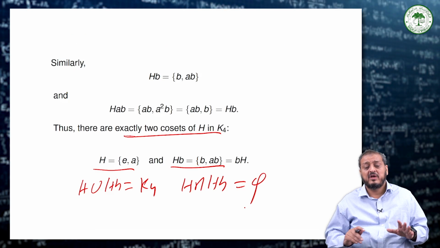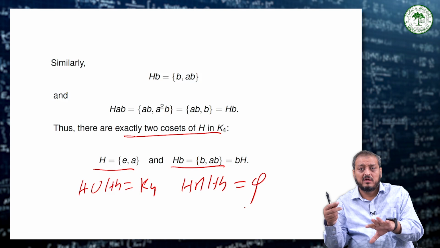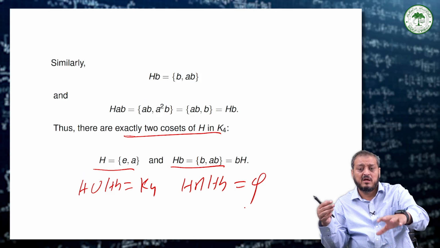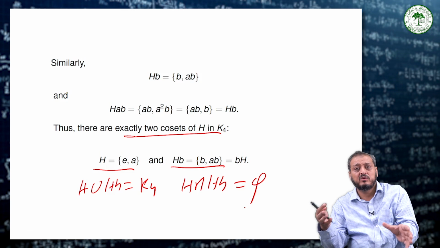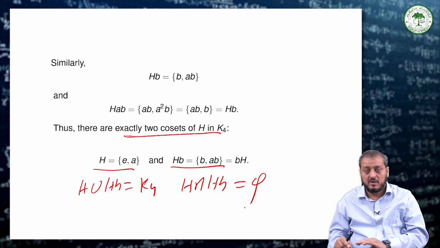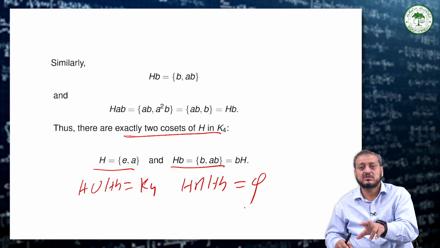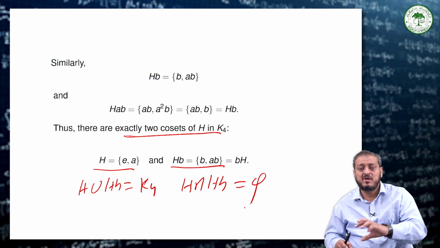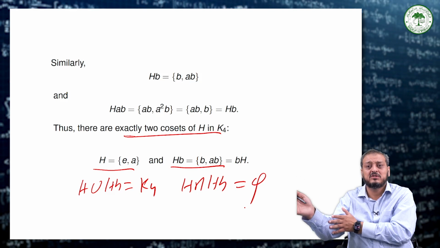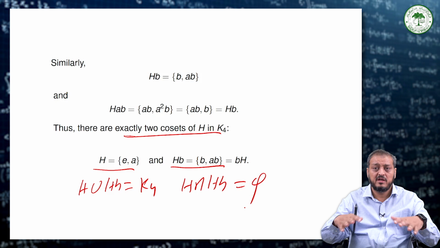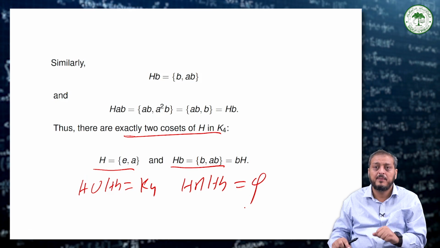That means we again get two cosets, and this group can be partitioned into these cosets. This means we have exactly two distinct cosets, H and HB. If we take the union of these two, it generates the whole set K4. If we take the intersection, then clearly we have the empty set.